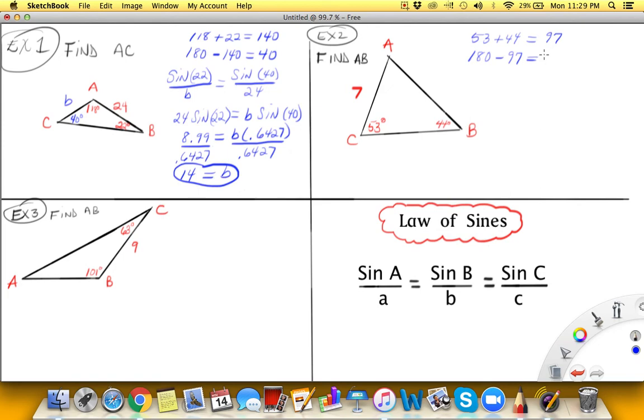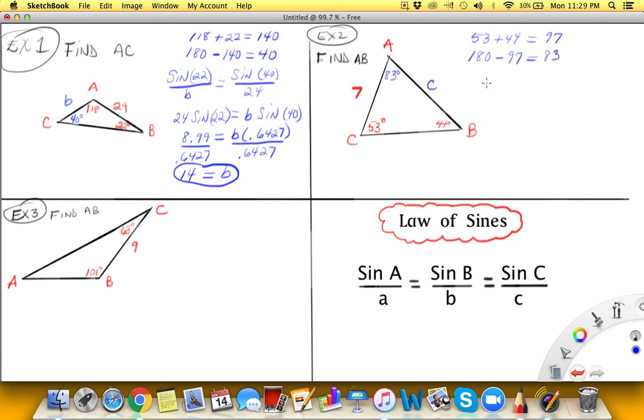I'm sorry, no, we won't get 44 degrees. We'll actually get 83 degrees. My apologies. All right, so we have 83 degrees is equal to the measure of angle A. And in this case, we are trying to find AB. So AB is over here, so we're going to make that little c.